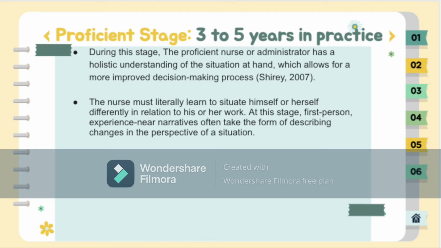So for the proficient stage, it takes 3 to 5 years in practice. During this stage, the proficient nurse or administrator has a holistic understanding of the situation at hand, which allows for a more improved decision-making process. The nurse must literally learn to situate himself or herself differently in relation to his or her work. At this stage, first-person experience narratives often take the form of describing changes in the perspective of a situation. The nurse perceives the information as a whole or total picture rather than in terms of aspects and performance. So, the proficient level is a qualitative leap beyond the competent.